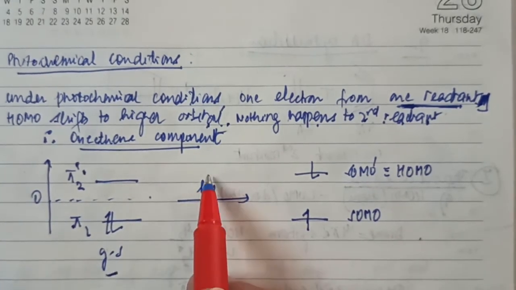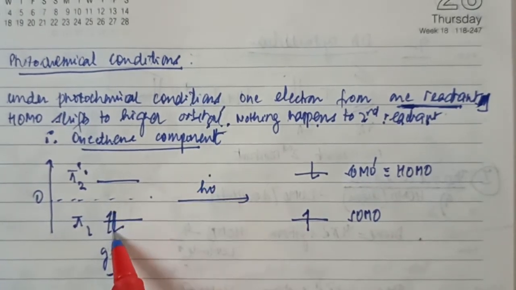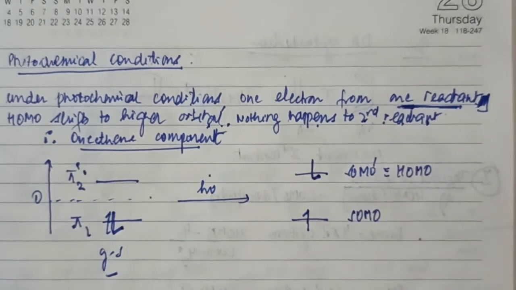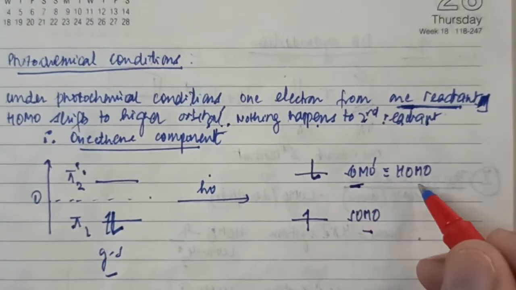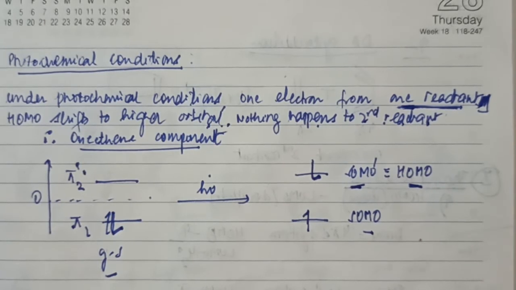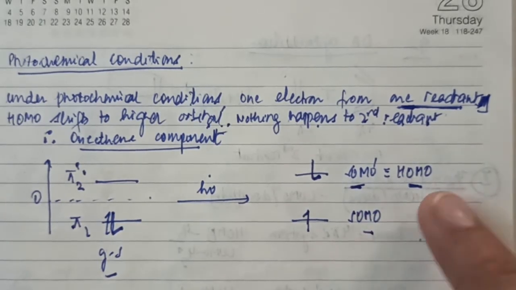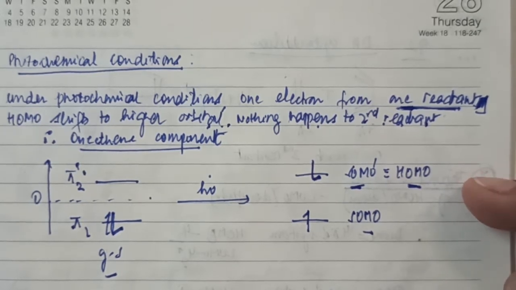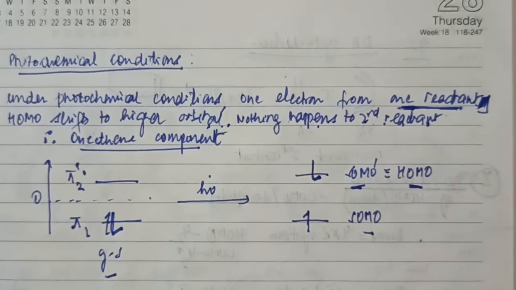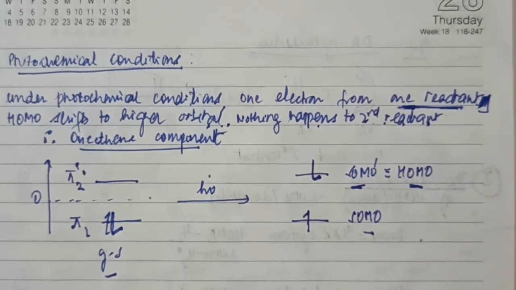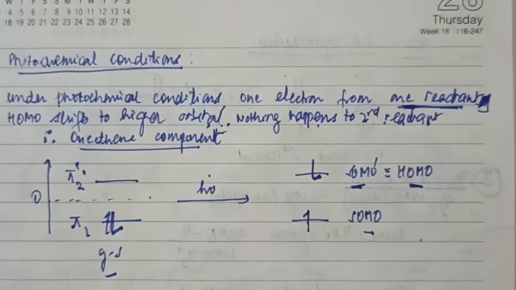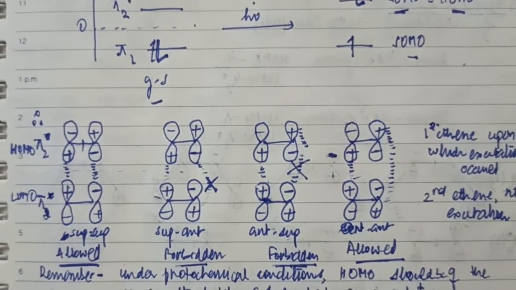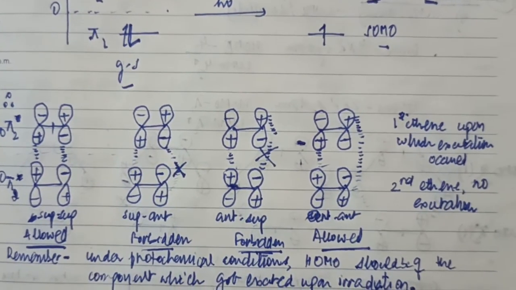Once a photon of light struck this molecule, one electron from the ground state got excited to the higher energy level. So this is SOMO, this is SOMO dash. We consider SOMO dash as HOMO, as I've told you before. This is the electronic picture for the reactant which got photochemically excited. But remember, under photochemical conditions, one reactant will get excited, and nothing will happen to the second reactant. If that is the case, let's look at the various possible interactions.